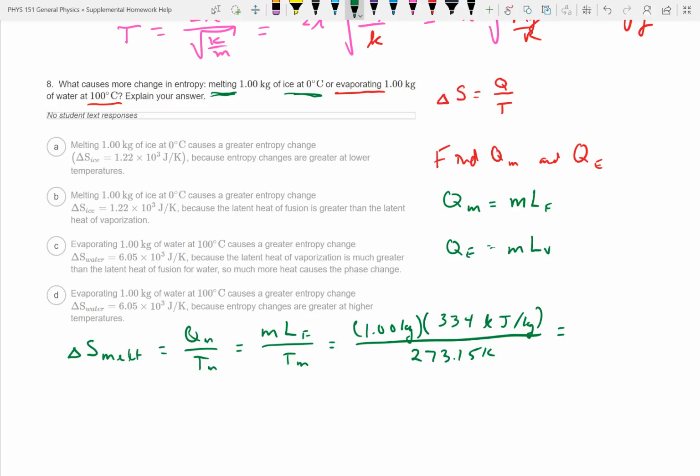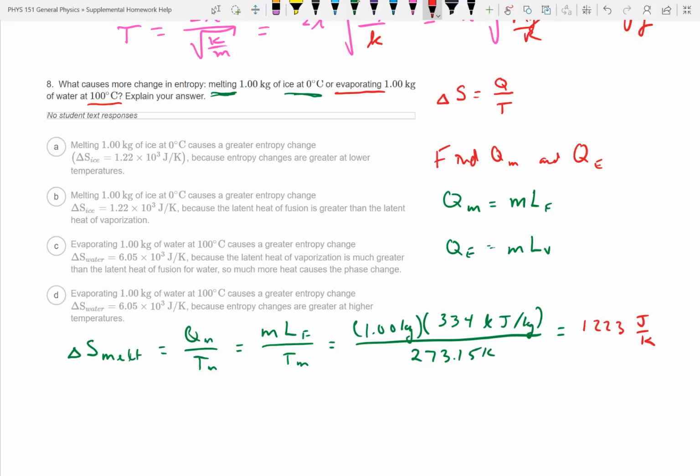Okay, so we have to do this calculation: 334,000 divided by 273.15. What's that number? Yeah, it's because it's kilojoules. About 1.222, so 1,223 joules per kelvin.